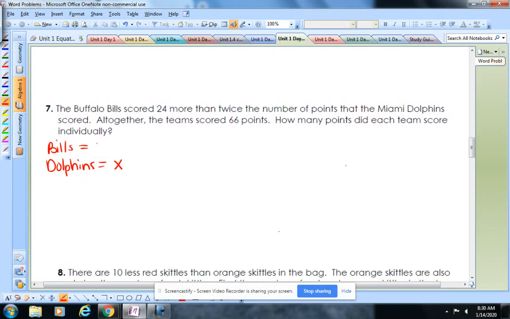Yes, very good. Twice means 2 times. More means you add. So are y'all okay with that? And together they scored how much? 66 points. It's a pretty low scoring game then. 2x plus 24 plus 66. Nope, I did not do that right. x plus 2x plus 24 equals 66. So any questions about how I set up that equation? All right, y'all finish it out.